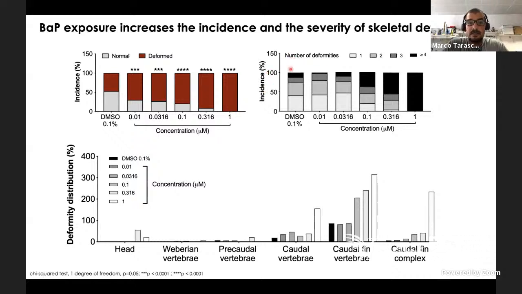The severity of the deformity per fish also increased at increasing concentration, reaching the maximum at 1, where each individual presented more than 4 malformed structures in the axial skeleton. Looking at the areas of the skeleton that were most affected, these were the caudal vertebrae, the caudal fin region, and, at the highest concentration, the caudal fin complex.